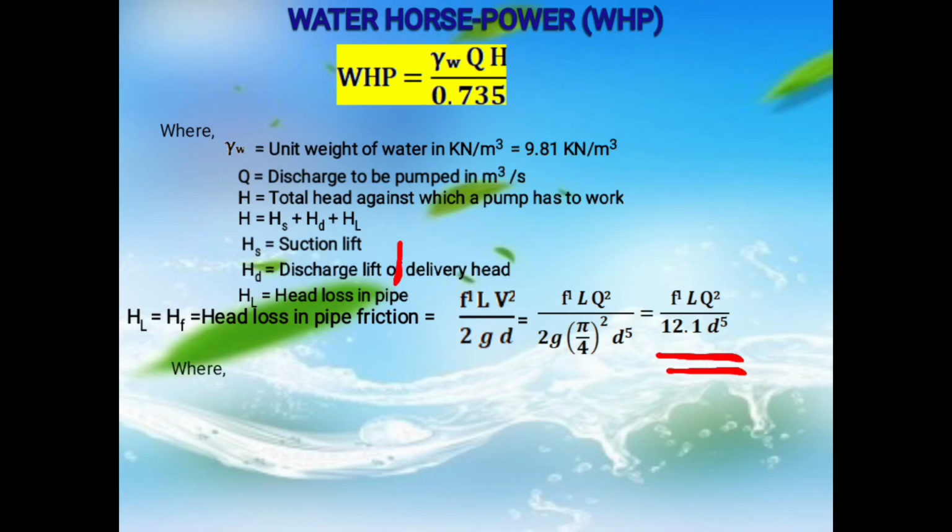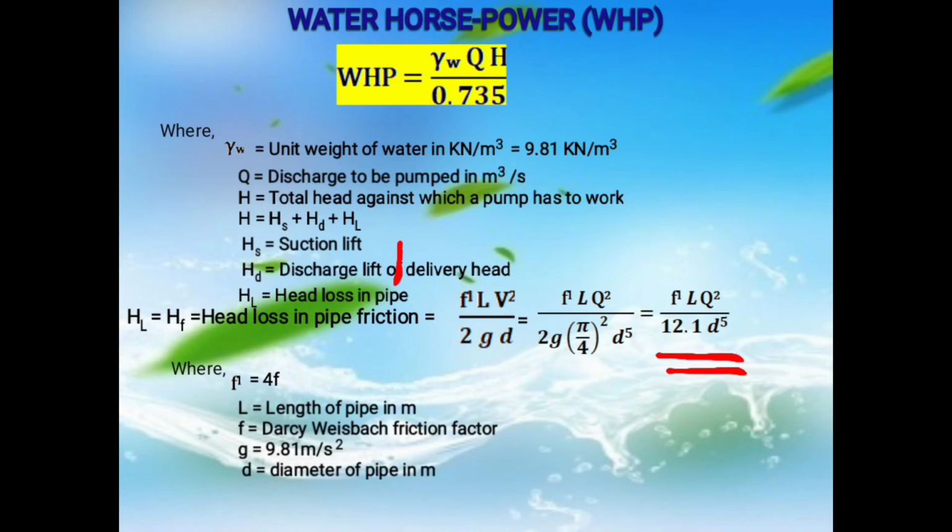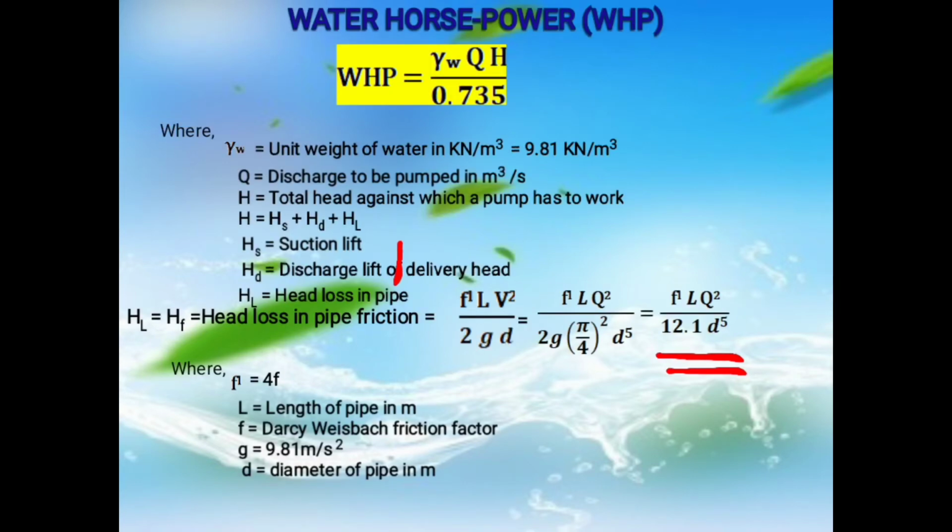By using this equation, find out the head loss due to friction, where F dash equals 4 times F, and F is called the Darcy-Weisbach friction factor, L is the length of the pipe in meter, G is acceleration due to gravity, and the value of G equals 9.81 meter per second square, and D is the diameter of the pipe. Q is the discharge or the total quantity of water to be pumped.